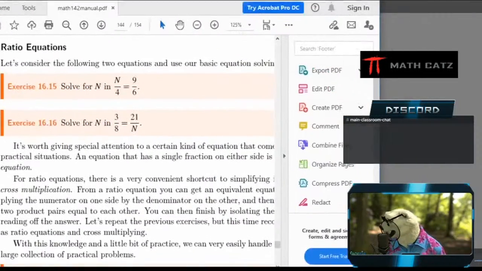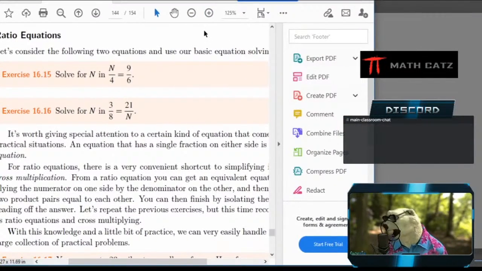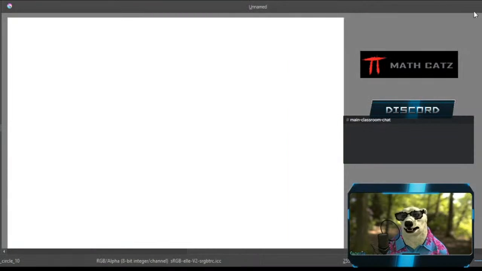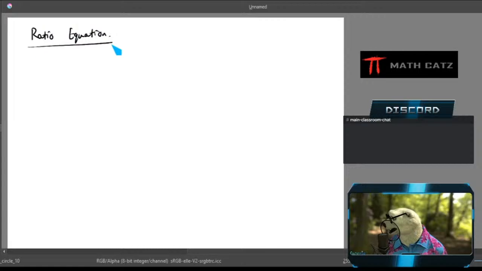Our next topic is a special kind of equation that comes up a whole bunch when you start looking for it. You see it in many places. It's called a ratio equation, and it's a very simple requirement. Let's write the heading here. Well, I call it a ratio equation. To be honest, I don't really know what it's called, if it even has a name.